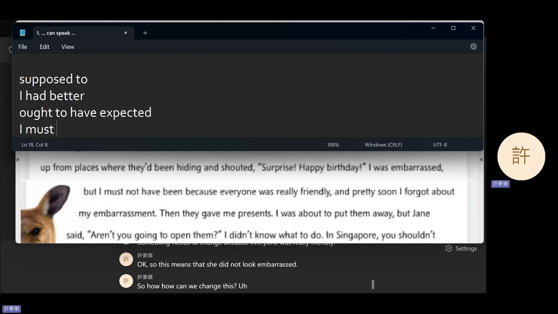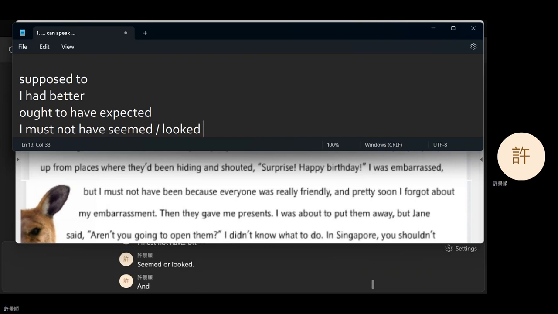I must not have seemed or looked it or so. I must not have seemed it, I must not have looked it, I must not have seemed so, I must not have looked so. In this case, so is a kind of pronoun. It means like this. So I was embarrassed, but it did not look like I was embarrassed.